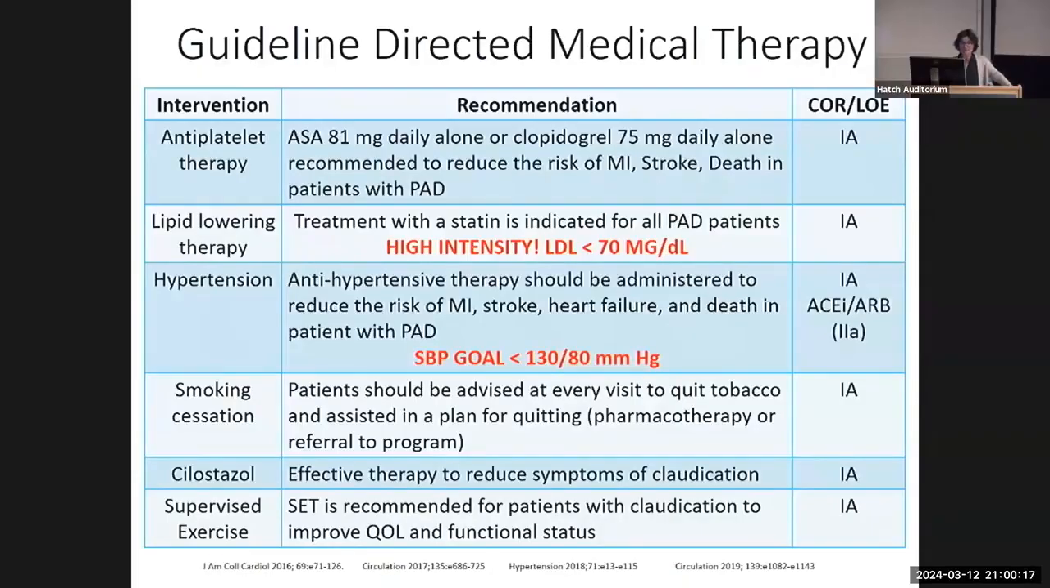All patients should be on a statin with LDL less than 70. Very important. For our patients with hypertension, we should be targeting blood pressure less than 130/80. And there is evidence to support the use of an ACE or an ARB in these patients. Smoking cessation should be advised. Cilostazol is an effective therapy to reduce symptoms for those that can tolerate it. And then supervised exercise is recommended and now approved and paid for, and we should be referring patients for this.